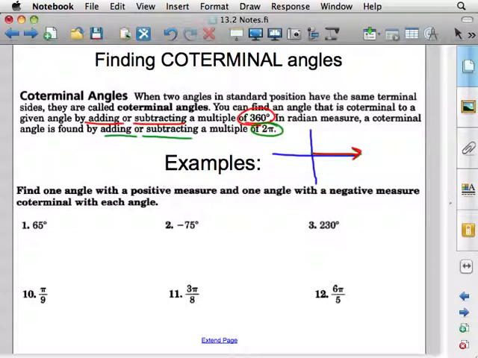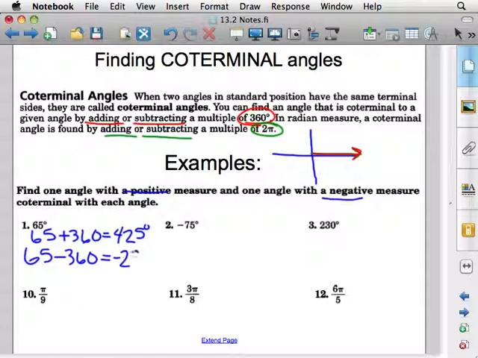We have 65 degrees. To find one positive measure and one negative measure, I'm going to take 65 and add 360 to get my positive measure of 425 degrees. I'm going to take 65 and subtract 360 to get negative 295 degrees. And that's it. So my two angles, one positive and one negative, are 425 and negative 295. Both of those angles are coterminal with angle 65 degrees.